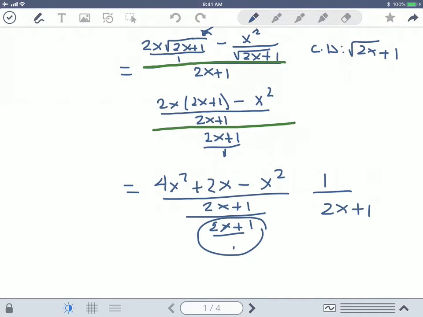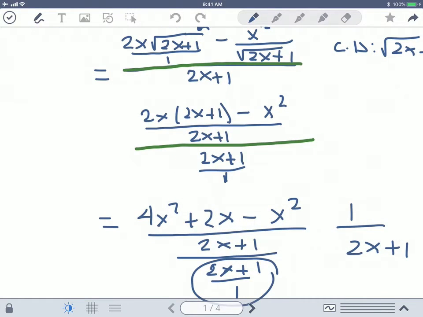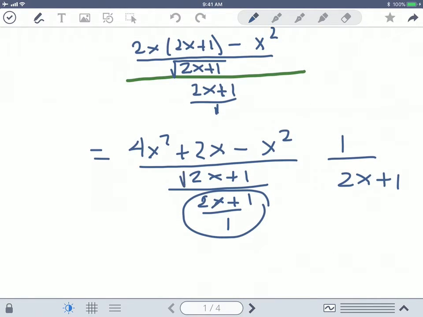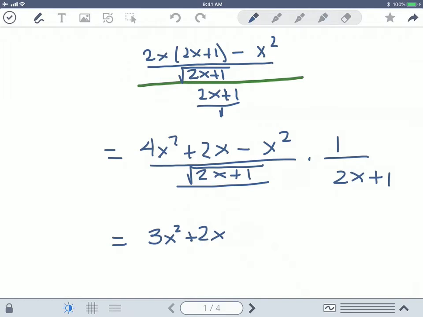Sorry, I think I missed something that's weird here. This guy should have a root on it, right? Yes, so now this one has a root right here. So if I erase the 1 in the bottom, flip it and multiply by the reciprocal, it becomes this. And there you go. So your final answer would be 4x squared minus x squared, I get 3x squared plus 2x over 2x plus 1 to the 3/2. Right, this is to the 1/2 and to the 1, so it's to the 3/2.